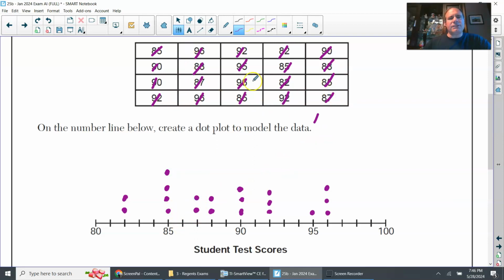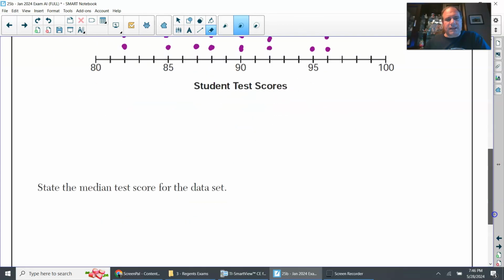I'm just going to count. There's 20 numbers, 1, 2, 3, 4, 5, 6, 7, 8, 9, 10, 11, 12, 13, 14, 15, 16, 17, 18, 19, 20. We are good to go. You have your first open-ended question correct.